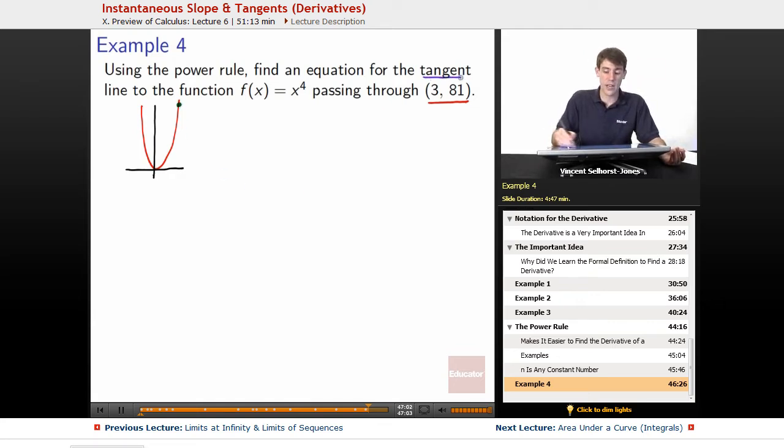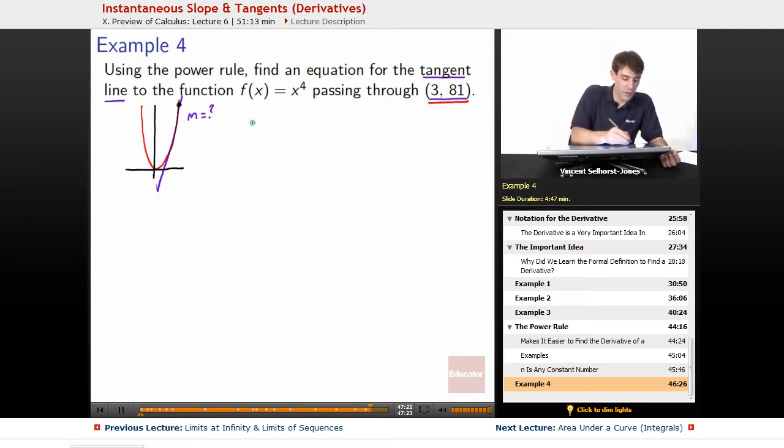So what we want to find is the tangent line to the function at this point, (3, 81). So we want to find something that winds up going like this, right? That's what we're looking for. What is the slope at this point? Well, to find the slope at any given horizontal location, at any point, we wind up taking the derivative.